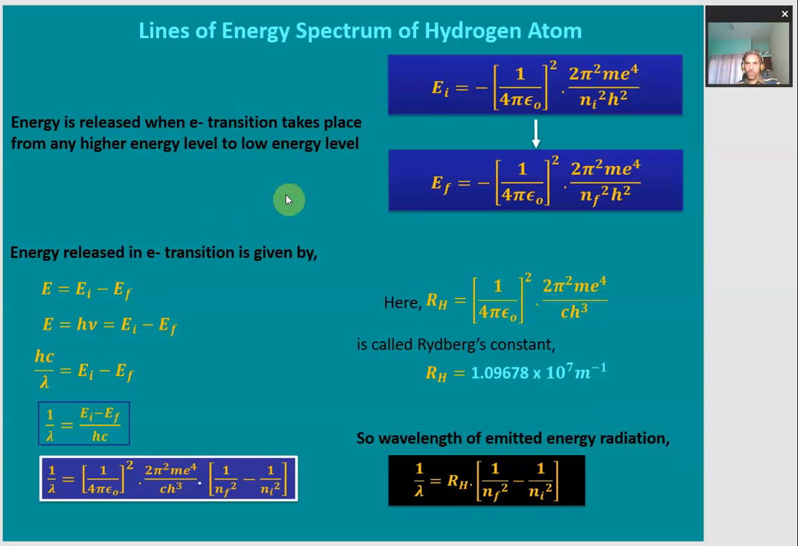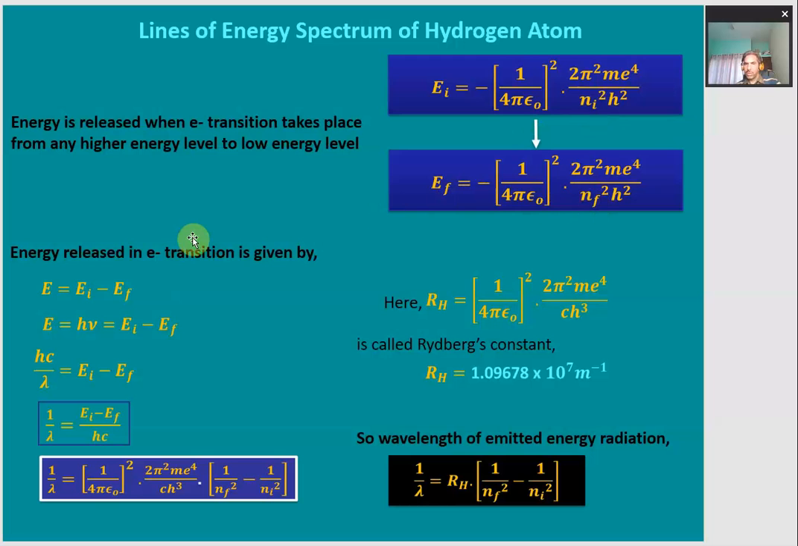So to make it clear, I'm writing these two equations for the energy levels. EI, the initial energy level in which the electron was earlier lying, and the final energy level EF in which the electron is finally coming after transition. This is the same general expression. The only thing which is changing is the principal quantum number, and here it is nF, right?